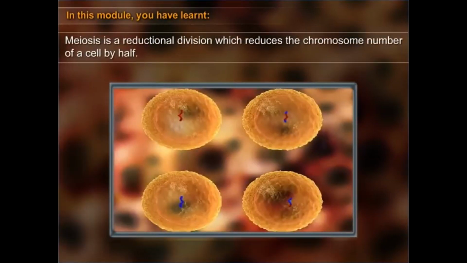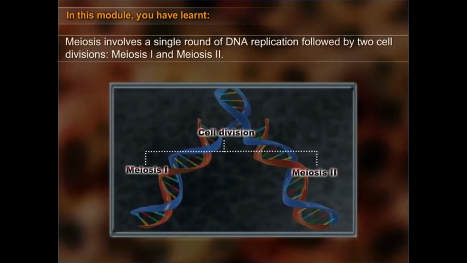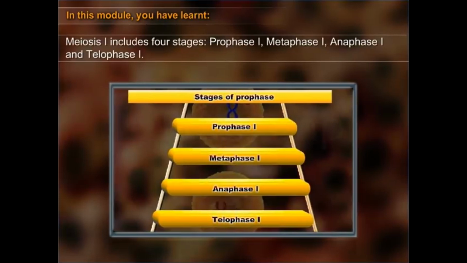In this module, you have learned meiosis is a reductional division which reduces the chromosome number of a cell by half. Meiosis involves a single round of DNA replication followed by two cell divisions, meiosis 1 and meiosis 2. Meiosis 1 includes 4 stages: prophase 1, metaphase 1, anaphase 1 and telophase 1.